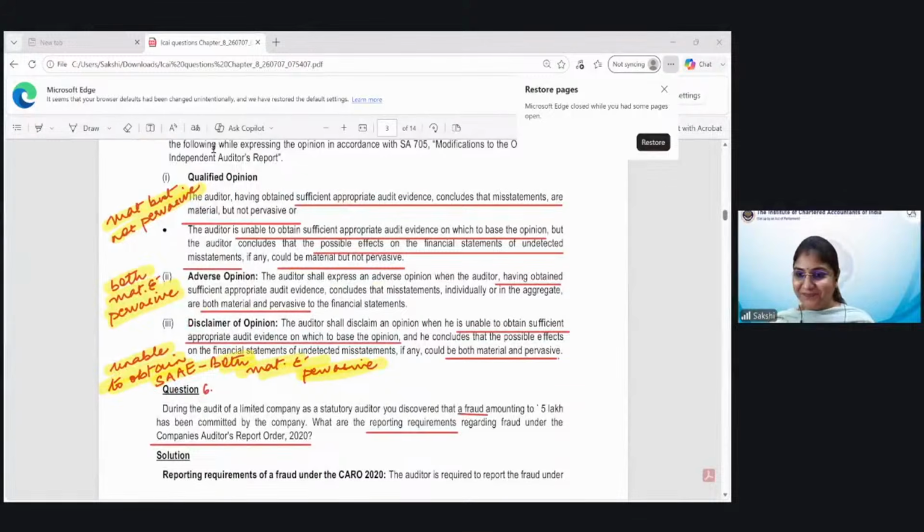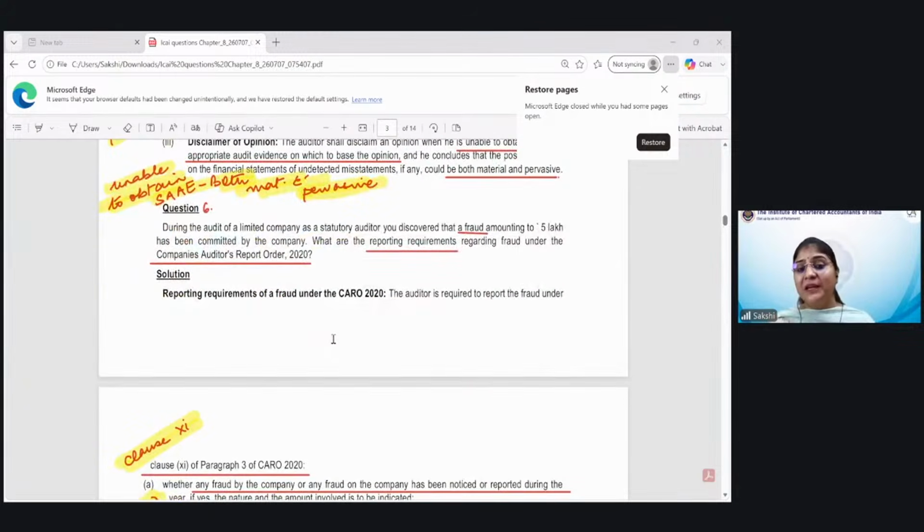Should we come to the next question? Are you all ready? During the audit of a limited company as statutory auditor, you discovered a fraud. Now, as soon as the word fraud comes, you should be quick to jot down clause number 11 along with section 143 subsection 12 of the Companies Act. Are you remembering these two things? I told you while doing the class also. Clause 11 and section 143(12) of the Companies Act.